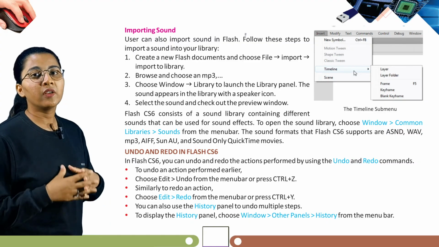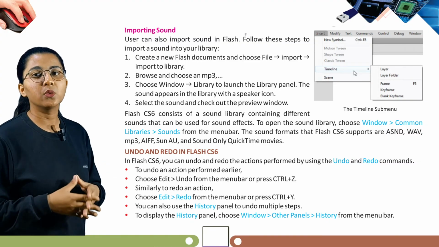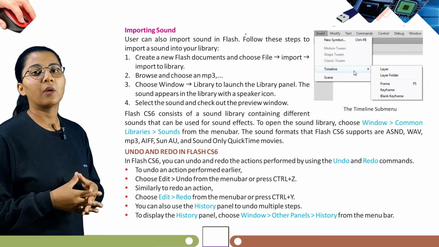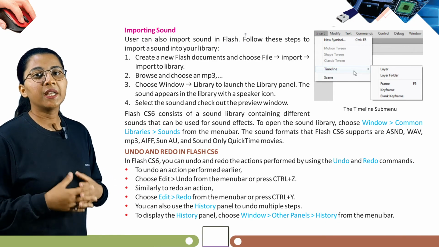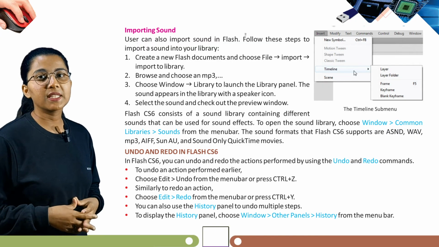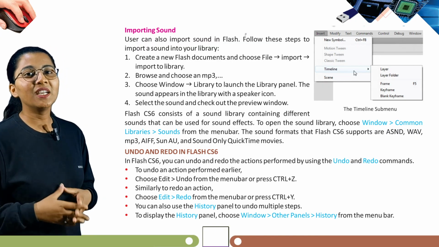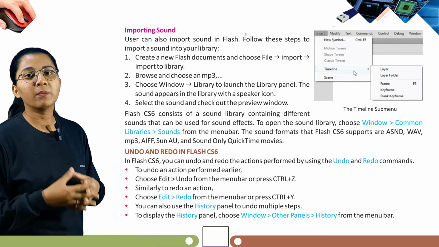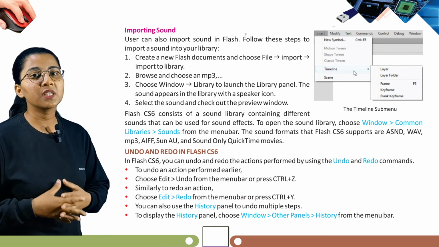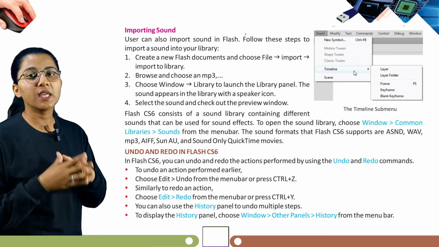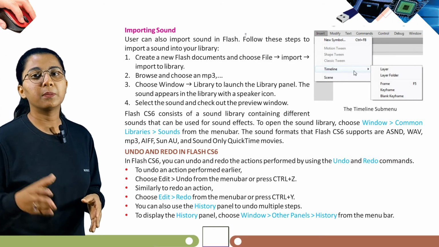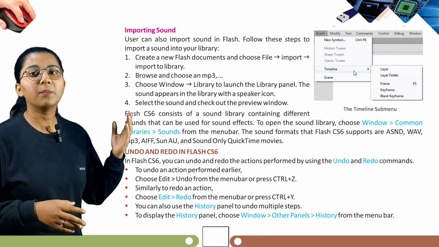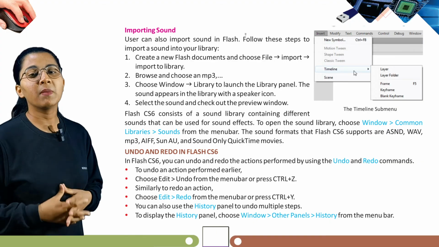Then we have undo and redo in Flash CS6. You can undo and redo the actions performed by using the undo and redo commands. To undo an action performed earlier, choose Edit and Undo from the menu bar or press Ctrl+Z. Similarly, to redo an action, choose Edit, then Redo from the menu bar or press Ctrl+Y. You can also use the History panel to undo multiple steps. To display the History panel, choose Window, then Other Panels, then History from the menu bar.